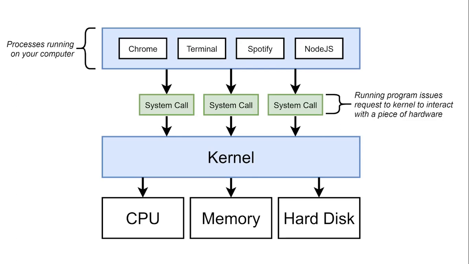Whenever you run a software, it will give system calls to the kernel, and the kernel will communicate with your hardware, which consists of CPUs, memory, and hard disk. So these running programs issue requests to the kernel to interact with a piece of hardware in your laptop or computer, right? This is how software works.